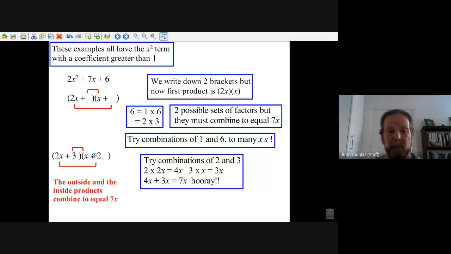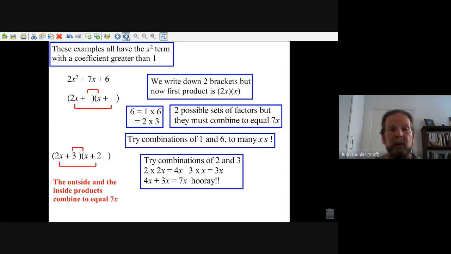And all you do is put 2 and 3 in different positions, multiply it out, and see if it gives you 7x. Well, if you put a 2 here and a 3 here, let's just try it. 2x times 2 gives you 4x. And 3 times x gives you 3x. So that outside and the inside is 4x and 3x, and they combine to equal 7x. And that's good news. That means the whole thing works out perfect. When you do FOIL on this, you get 2x squared plus 7x plus 6. And 2x plus 3 and x plus 2 are the factors. And there it is, factorized.